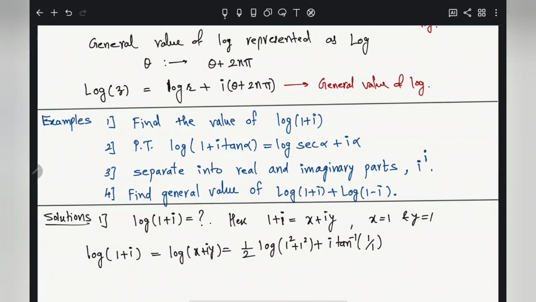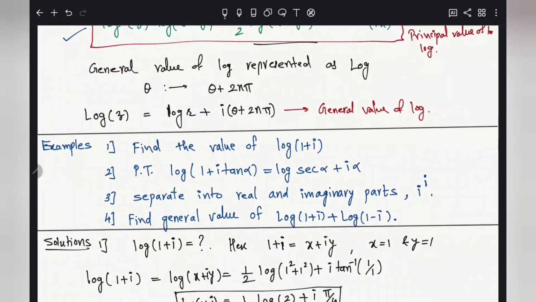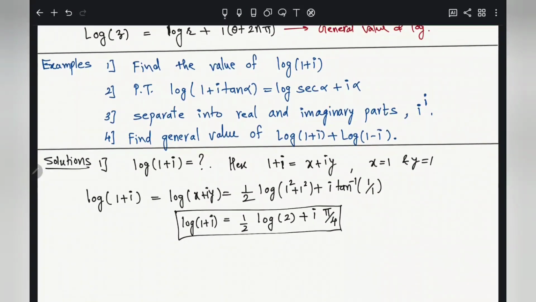So we can complete this as half log 2 plus i tan inverse 1, which is pi by 4. So this is the value of log of 1 plus i. See, very easily you can find the answer. This is the answer to question number 1. It is done. Now we will proceed to the solution to problem 2.